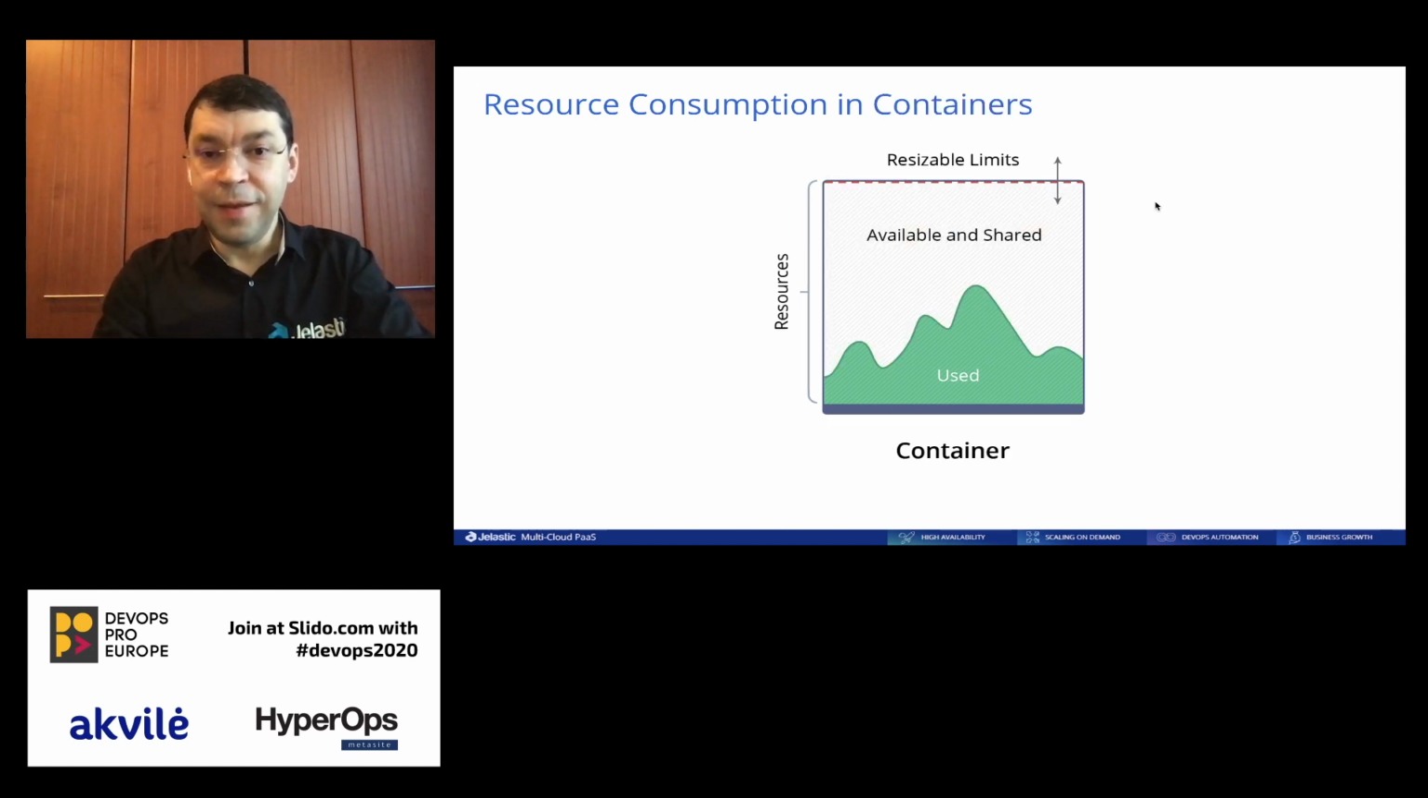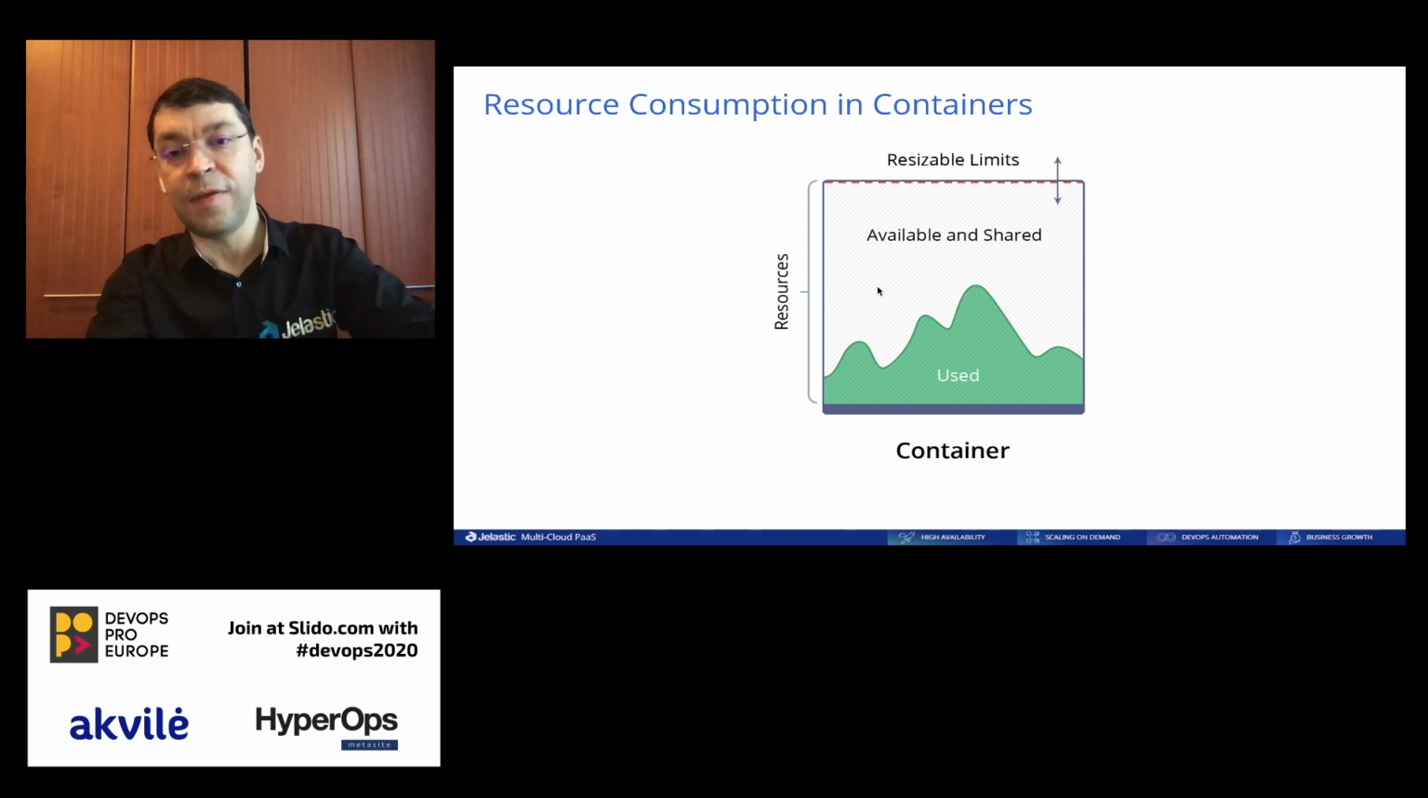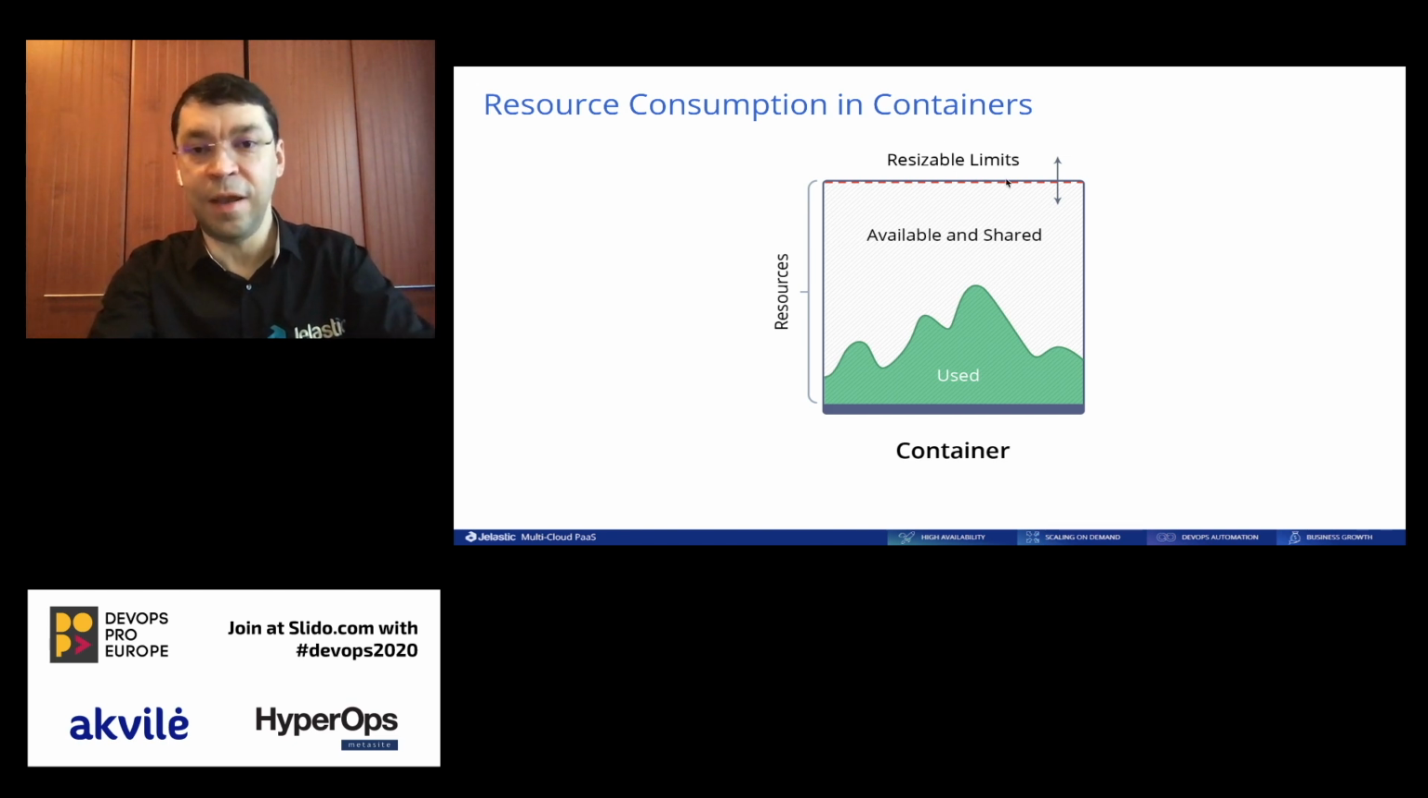Now let's analyze containers. So let's say we have the same 16 gigabyte limit for a container, right? The difference compared to virtual machines is that unused resources can be shared with other containers that are running on the same host. So you can set high limits just in case you need them, but if you don't use them, these resources will be shared across other containers.